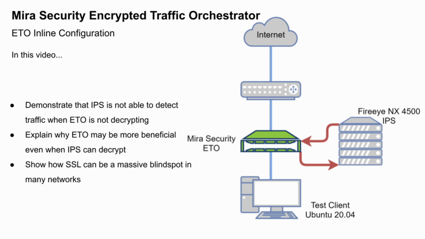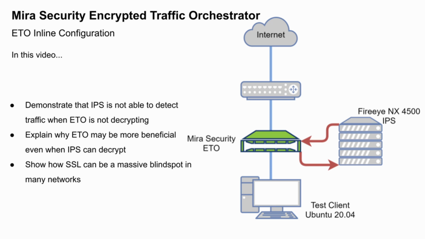As you can see in this network diagram, I have the ETO in Network Inline with the FireEye Appliance Inline as well. That means that the ETO will be directly between our test client and the internet. It will actively decrypt SSL connections and send the traffic to FireEye for traffic monitoring and threat prevention, then re-encrypt it and send it on to the destination.